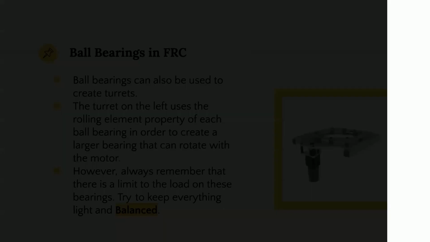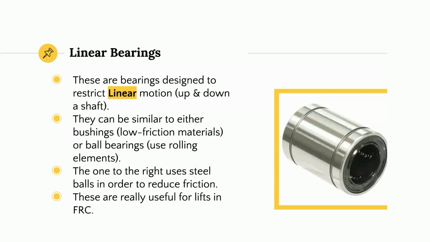Linear bearings. These are bearings designed to restrict linear motion, so up and down of shaft. They can be similar to either bushings, low friction materials, or ball bearings, which use rolling elements. The one to the right uses steel balls in order to reduce friction, so that one's more closer to a ball bearing. These are really useful for lifts in FRC.